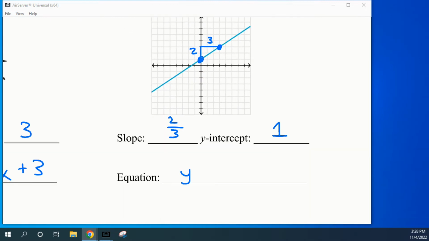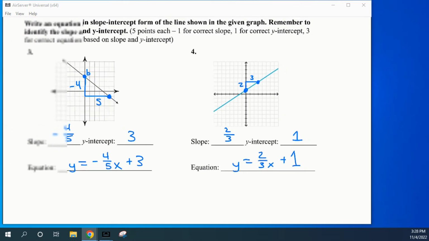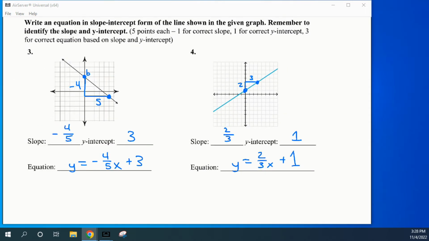meaning my equation will be y equals the slope times x plus the y-intercept of 1. All right. I believe that takes care of the first page, if I'm not mistaken.